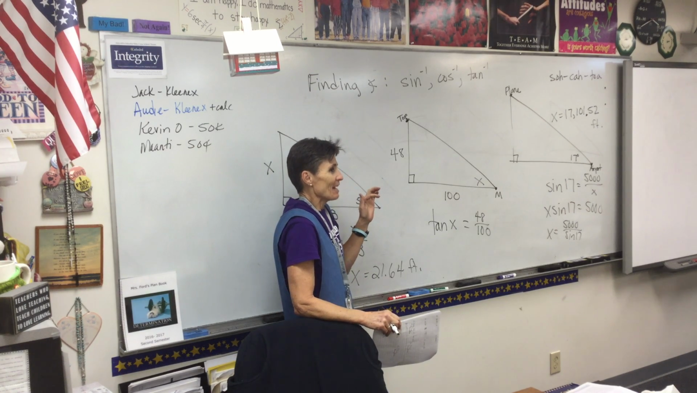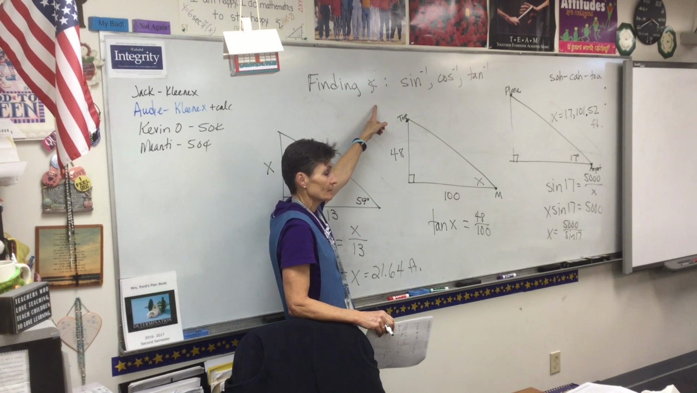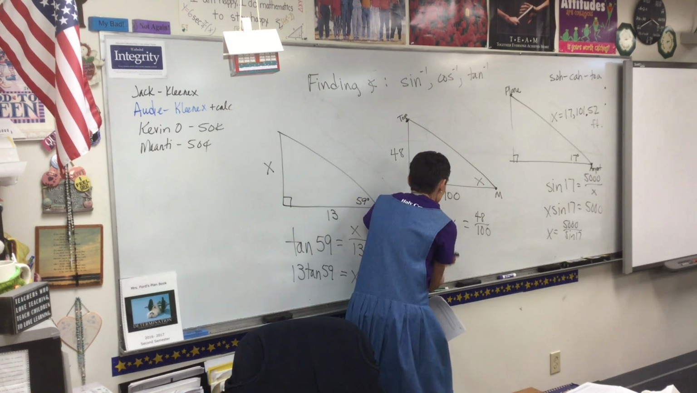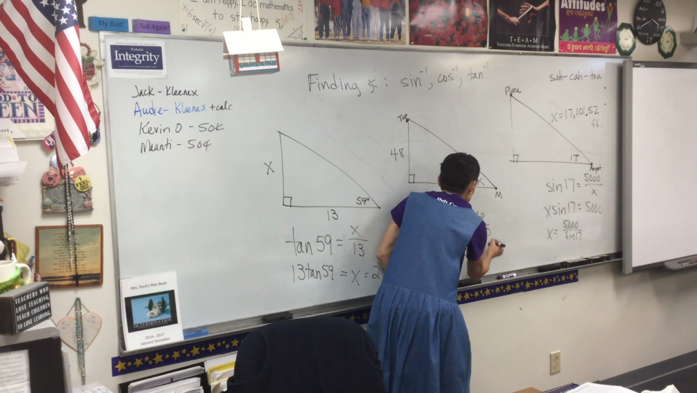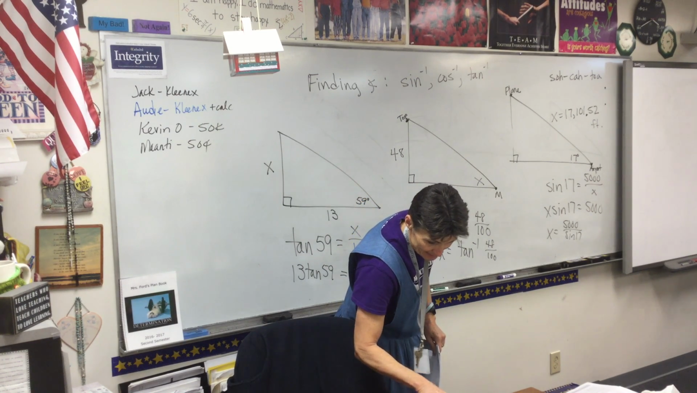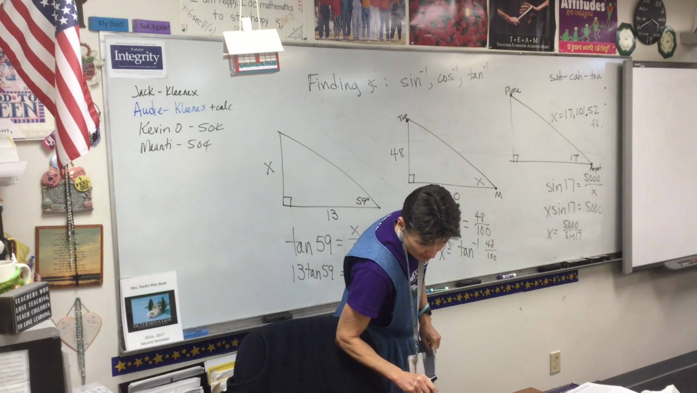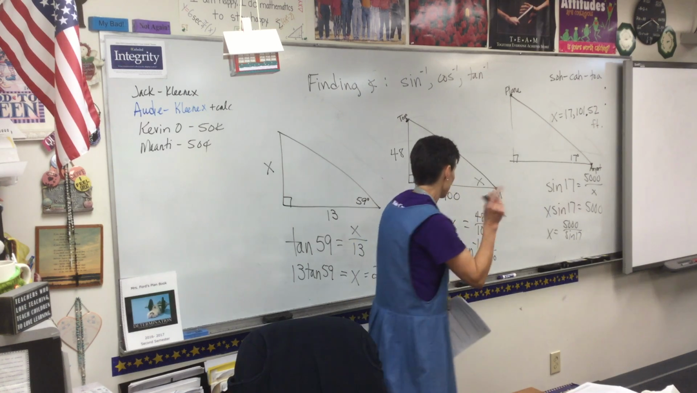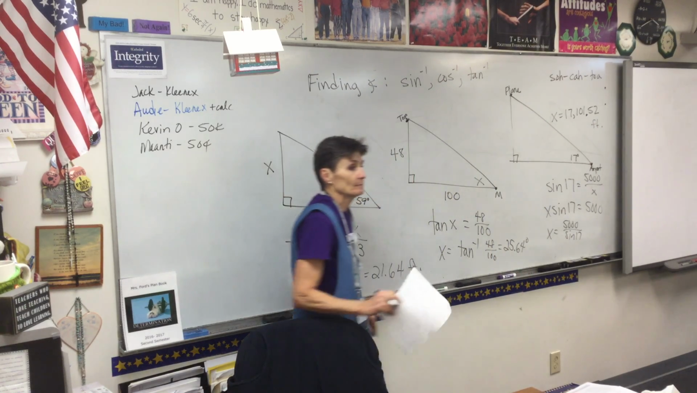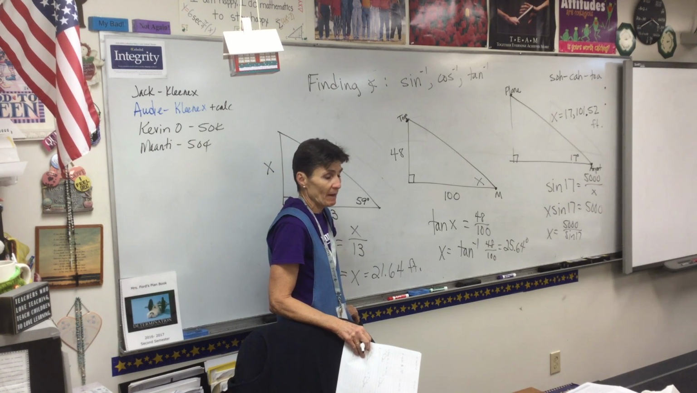Okay? Now wait. If I'm finding an angle, I have to use my special buttons, right? So I'm going to say second tangent 48 over 100. 25.6. Second tangent 48 divided by 100, 25.64 degrees. How do we feel about that, okay?